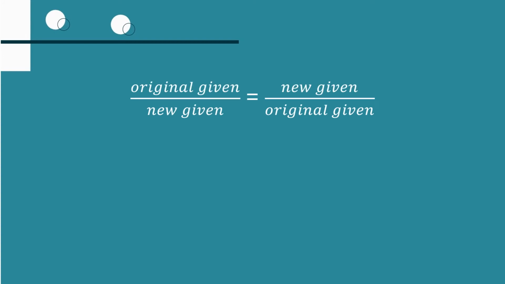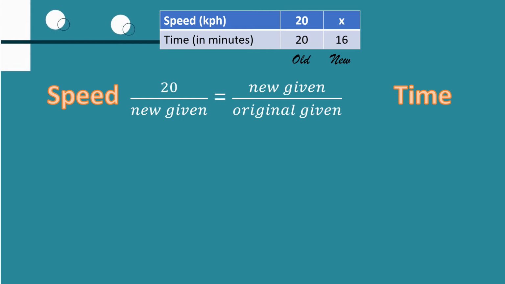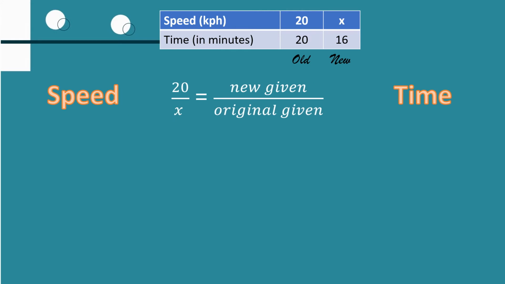Let us set up the proportion like this. Original given is to new given equals new given is to original given. Decide what quantity you will put on the left and on the right side of the proportion. Say we want the speed on the left side and the time on the right side. Now, let us substitute first the speed to the given equation. Don't forget to check your data on the table and make sure to check the old given and the new given as well. Starting with the original speed, which is equal to 20, and the new speed, which is x, we have 20 is to x.